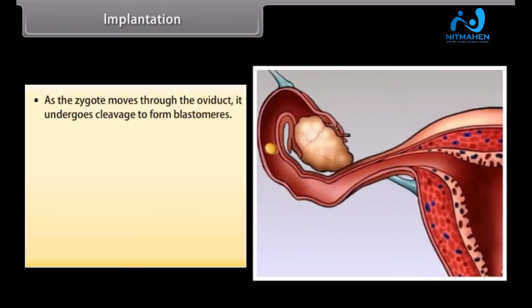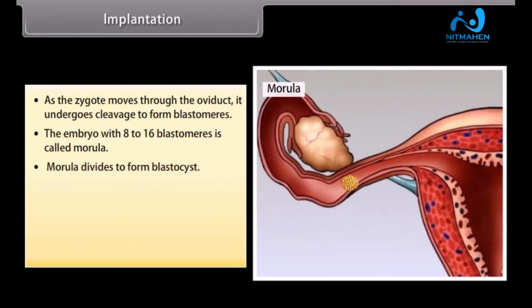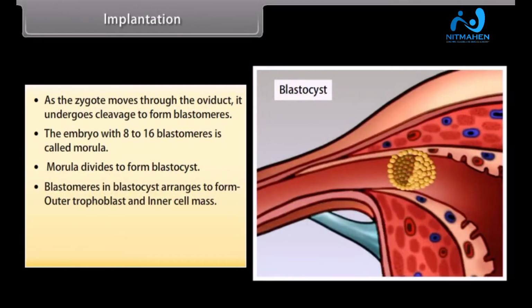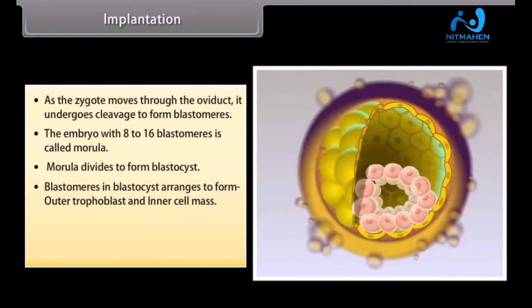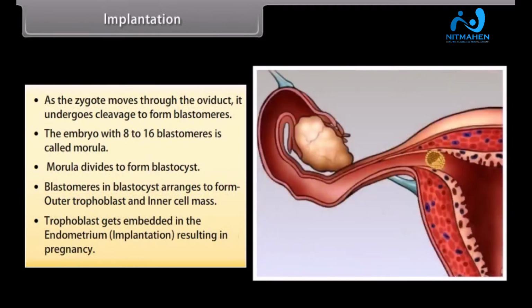Implantation. As the zygote moves through the oviduct, it undergoes cleavage to form blastomeres. The embryo with 8 to 16 blastomeres is called morula. Morula divides to form blastocyst. Blastomeres in the blastocyst arrange to form outer trophoblast and inner cell mass. Trophoblast gets embedded in the endometrium, called implantation, resulting in pregnancy.